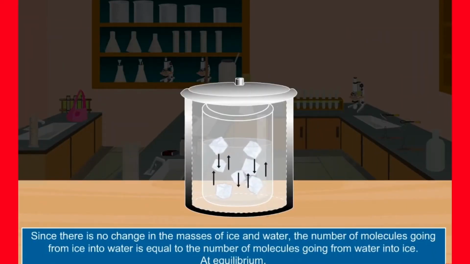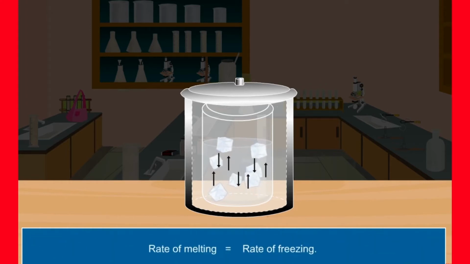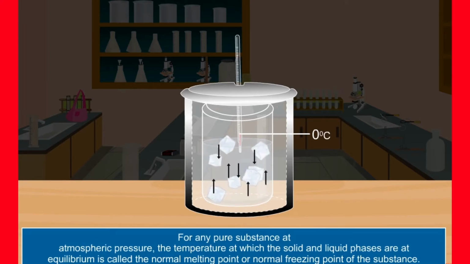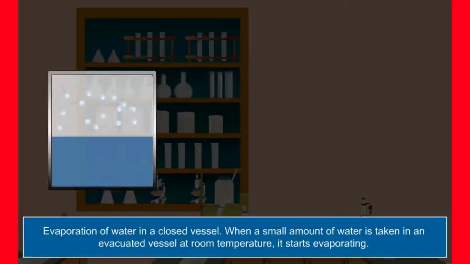Since there is no change in the masses of ice and water, the number of molecules going from ice into water is equal to the number of molecules going from water into ice. Thus, at equilibrium, the rate of melting is equal to the rate of freezing. For any pure substance at atmospheric pressure, the temperature at which the solid and liquid phases are at equilibrium is called the normal melting point or normal freezing point of the substance.